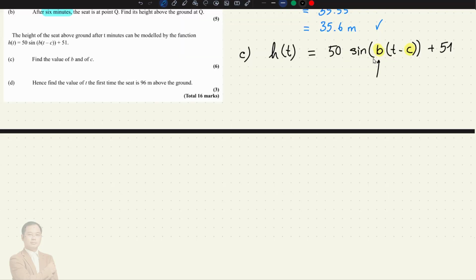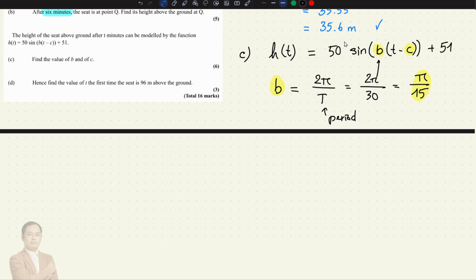The point is that you have to remember that this parameter b is determined by the formula 2 pi over T, where T is the period. We are given in the statement of the problem that the period is 30 minutes. Therefore, we just need to take 2 pi over 30 and simplify it to be pi over 15. This is the answer for the parameter b. One of the two parameters, b and c, was found.